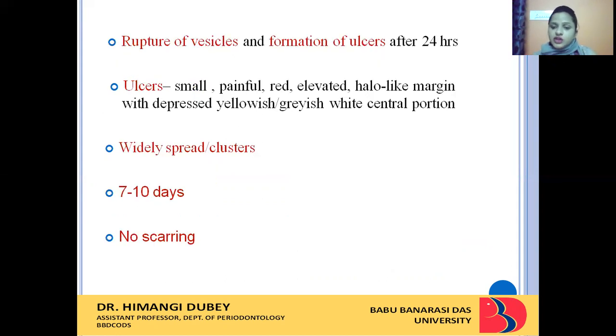There is a rupture of the vesicle and formation of an ulcer after 24 hours. The ulcer has small, painful, red, elevated halo-like margins with a depressed yellowish gray-white central portion. These occur either in widely separated areas or in clusters where confluence occurs. The course of the disease is limited to 7 to 10 days. Scarring does not occur in the areas of healed ulceration.